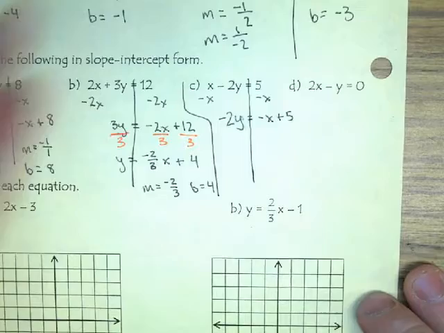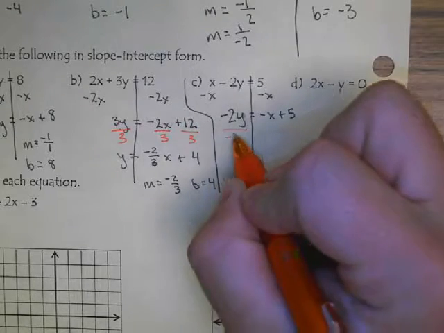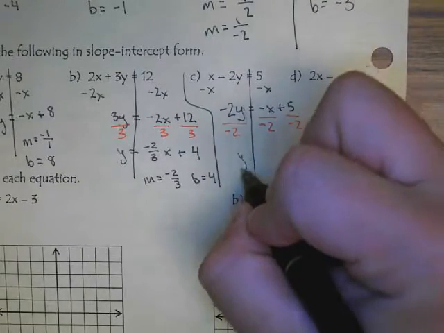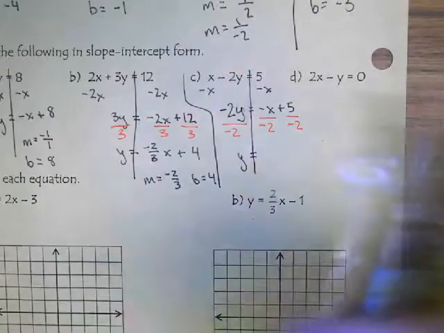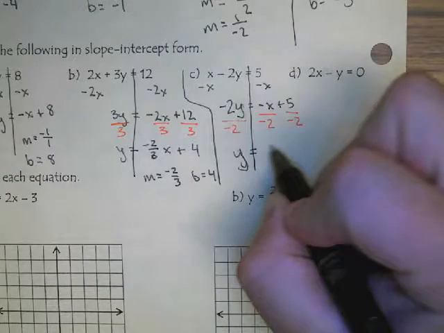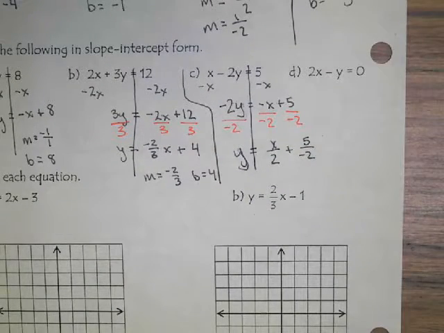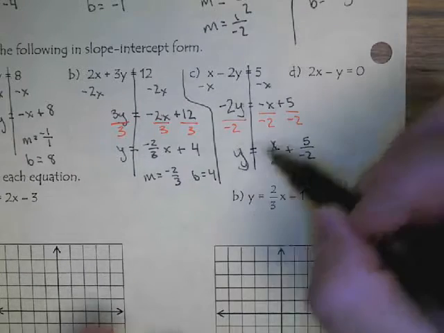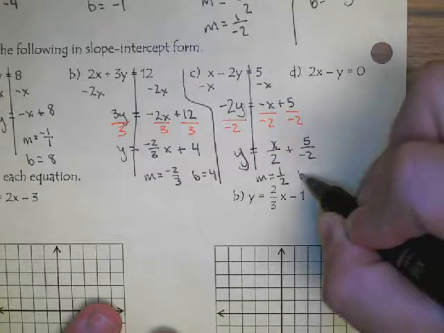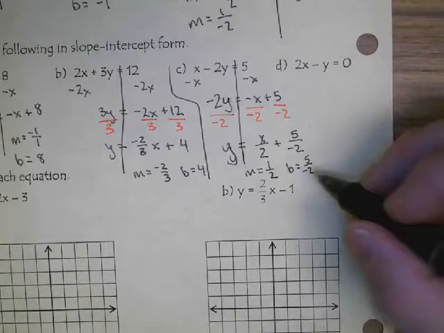Negative 2y is equal to negative x plus 5. Then I'm going to be that equal opportunity divider, so everyone's going to get divided by negative 2. And so we'll have y is equal to, okay, well this gets a little tricky. If I have a negative divided by a negative, those negatives will cancel, and we have x over 2 plus 5 over negative 2. So we can see that our slope is, use that hidden coefficient, 1/2, and my y-intercept is 5 over negative 2, or negative 5/2.